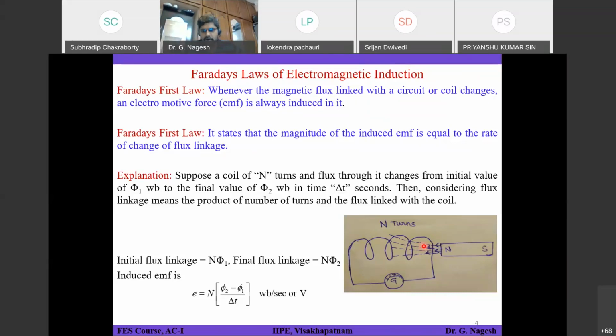The coil is an electrical circuit. This bar magnet is a magnetic circuit. So a change in flux is required for current to be generated in this electrical circuit. The first law states that if there is a changing flux, some EMF is going to be induced, and if the circuit is closed, that EMF will result in current flow. How much EMF is induced depends upon Faraday's second law.